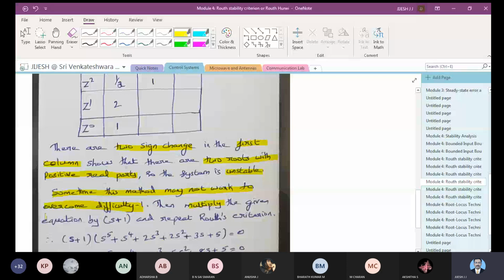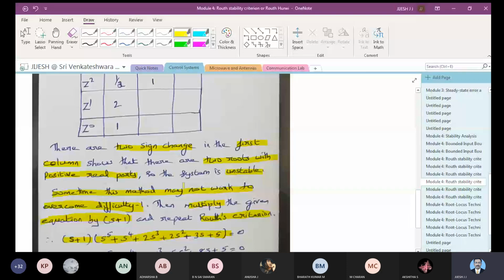And repeat the roots criteria. If this method is not applicable, you have to multiply the characteristic equation with s plus 1. So s plus 1 into s to the power of 5 plus s to the power of 4 plus 2s cube plus 2s square plus 3s plus 5. If this method is not working in difficulty 1, you should go with the method of multiplying with s plus 1.